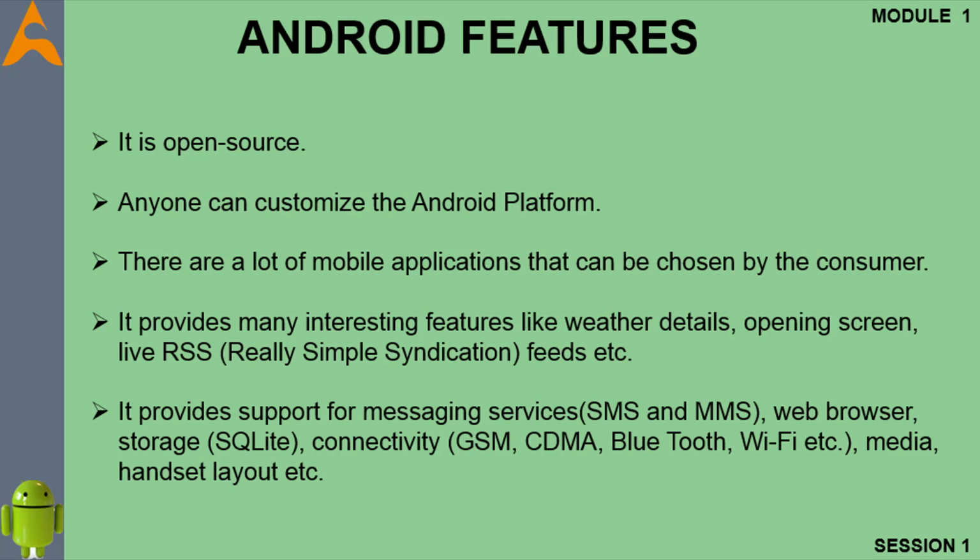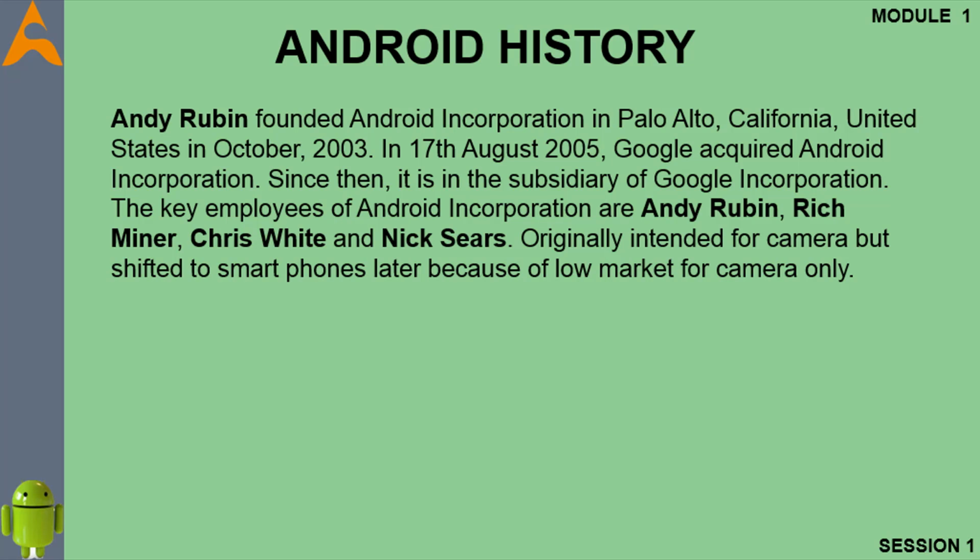Now let's put some light on the history of Android. How it was developed. Andy Rubin founded Android Incorporation in Palo Alto, California, United States in October 2003. On August 17, 2005, Google acquired Android Incorporation. Since then, it is a subsidiary of Google Incorporation. The key employees of Android Incorporation are Andy Rubin, Rich Miner, Chris White, and Nick Sears.